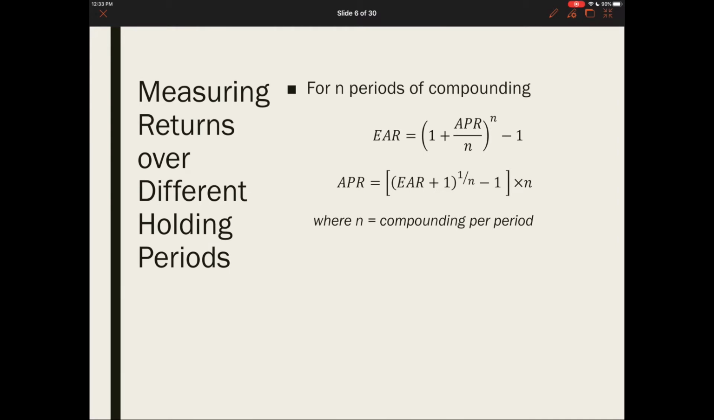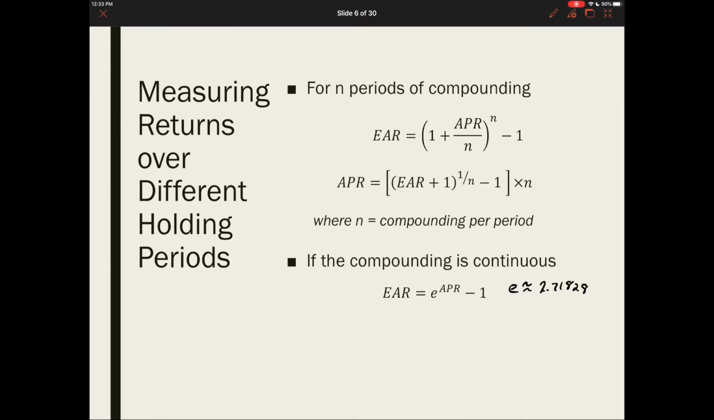And then there are events where you actually have continuous compounding. So if the compounding is continuous, your EAR is equal to e raised to the APR minus 1, and e is approximately equal to 2.71828. And so you can calculate the EAR even if there is continuous compounding and you don't have a value that you can plug in for the number of compounding periods by using this e function. And then as a result, to solve for the APR, if you know the EAR with continuous compounding, you would take the natural log of 1 plus your EAR to solve for the APR.